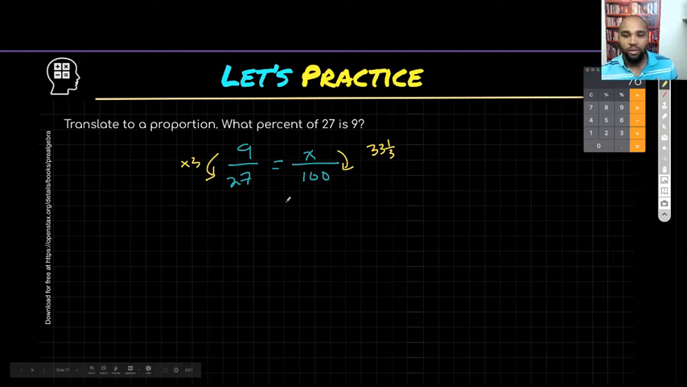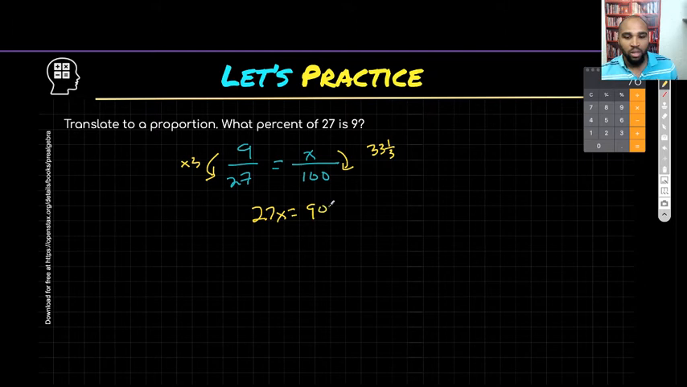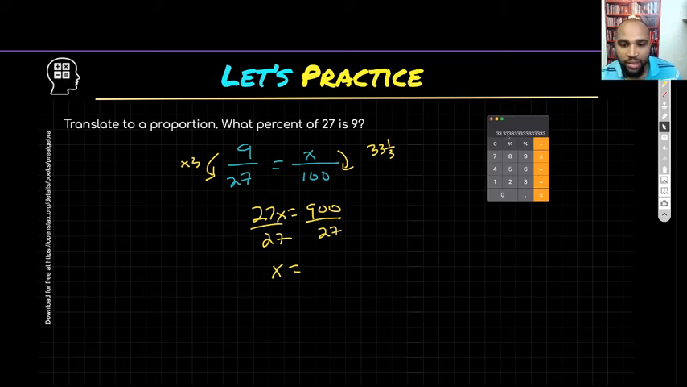Actually, let me set it up first. It'll be 27x equals 900, and then divide both sides by 27. x equals what? I'm pretty sure we know what it's going to be. 900 divided by 27. Yep, just as expected. 33.3333, which is 33 1/3.